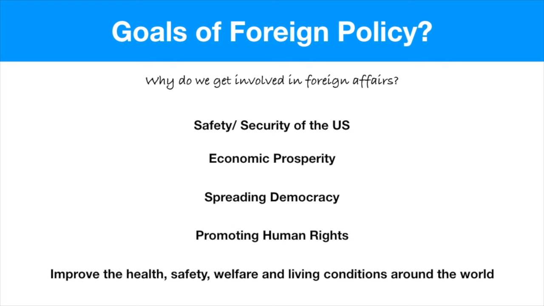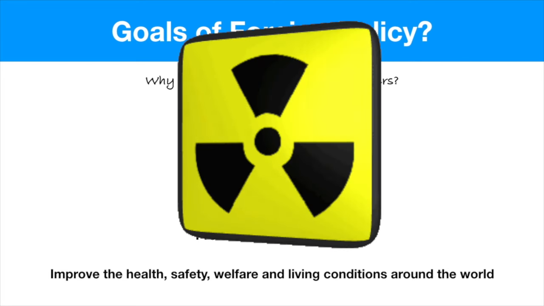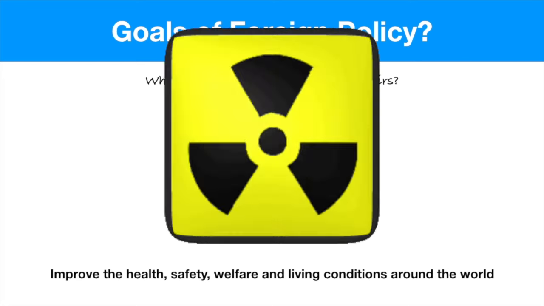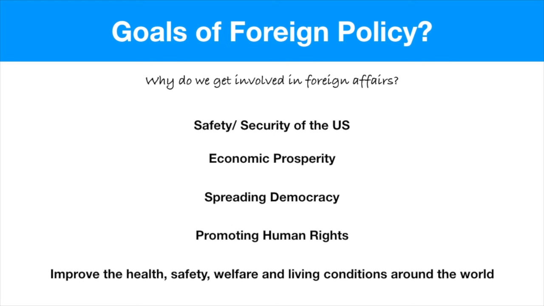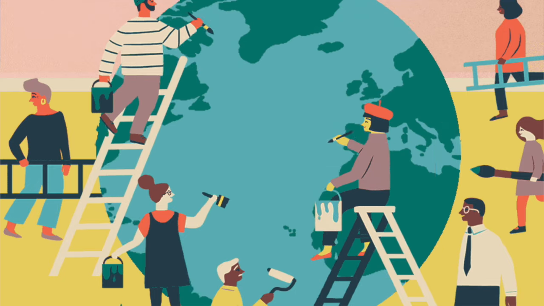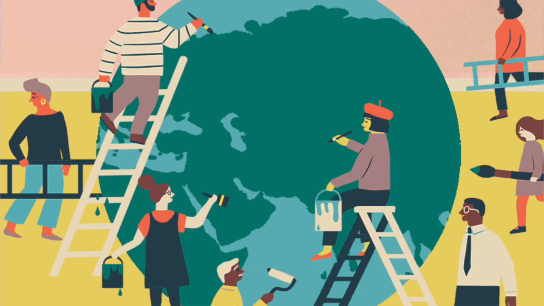If people are getting sick because their nation doesn't have the medical technology or the knowledge of how to contain a sickness or disease, that could spread to other nations, including the United States. So one of our goals is to improve health and safety all over the world so that we don't have to provide aid for them in the future.